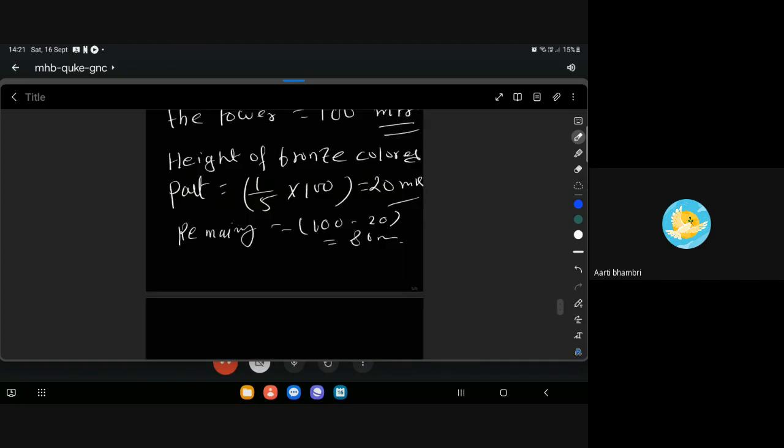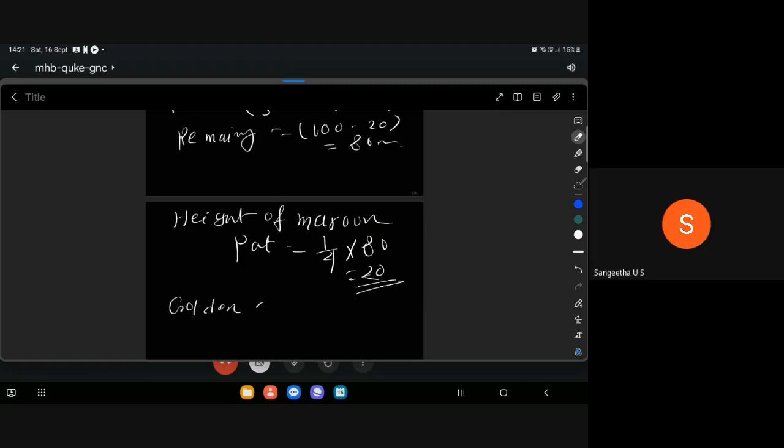So the height of the maroon part is equal to 1/4 of 80. This will give you 20 meters. And the rest part is painted in golden color. Now the height of the golden color part, how much?